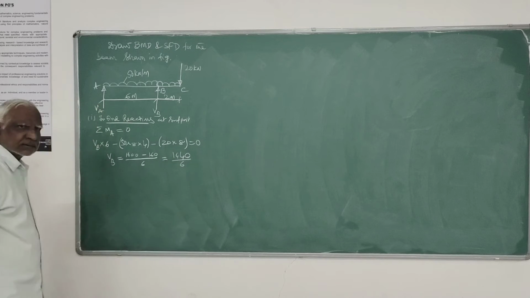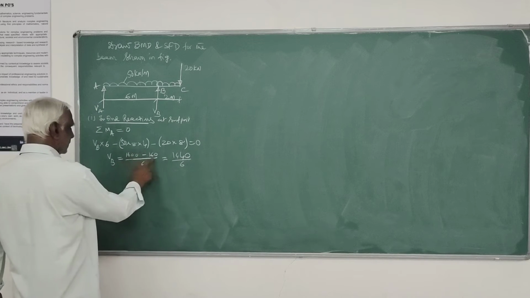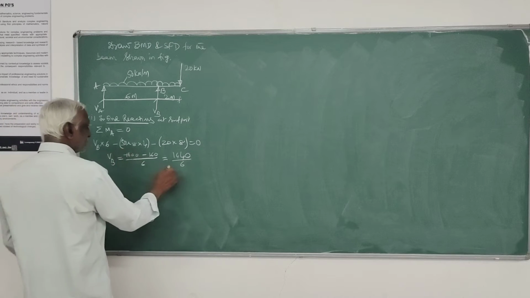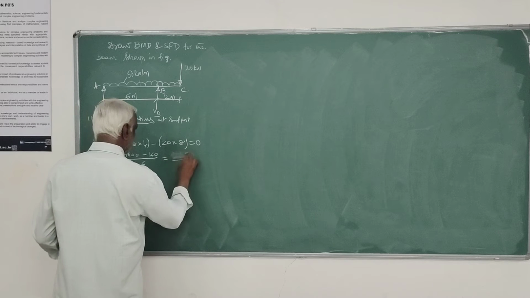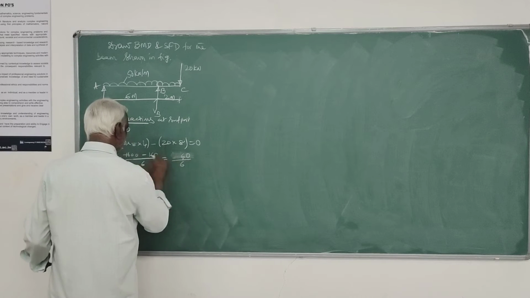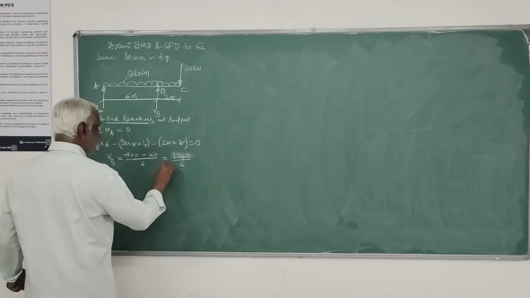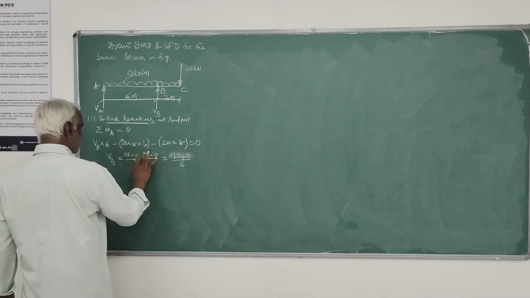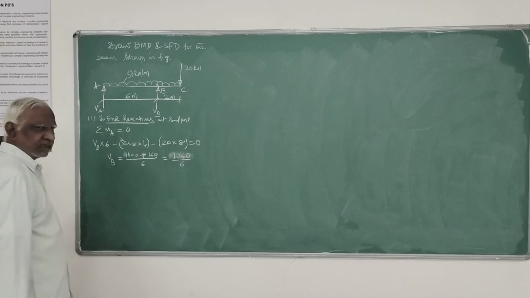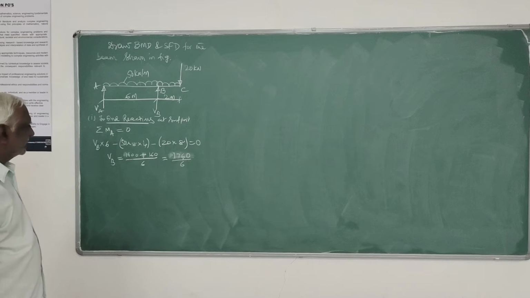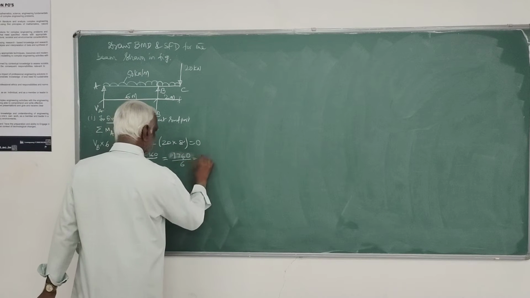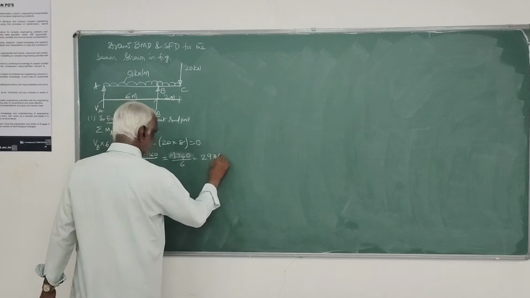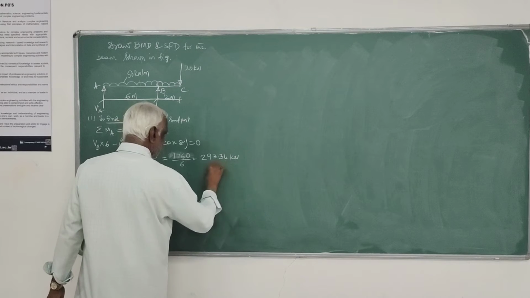Sir, both are minus. You have to add. This is minus, this is minus. So if I add it, I'll get 1760 divided by 6. No, this is positive. It comes like that. 1760 divided by 6 is 293.34.